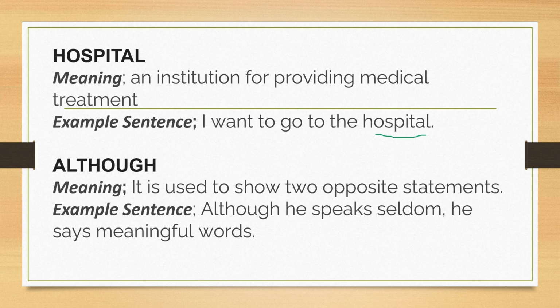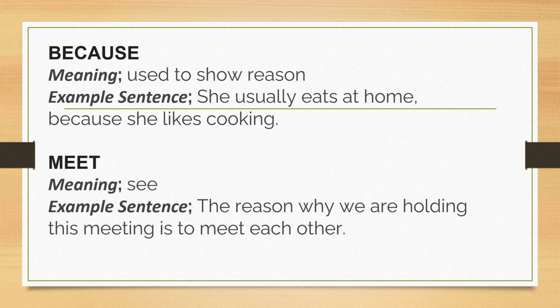Although meaning is used to show two opposite statements. Example: although he speaks seldom, he says meaningful words. Next, because used to show reason. Example: she usually eats at home because she likes cooking. Meet meaning see. Example: the reason why we are holding this meeting is to meet each other.